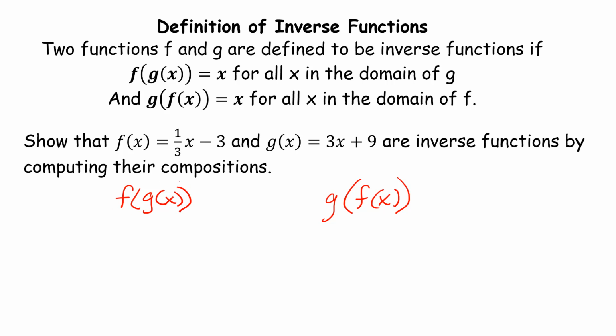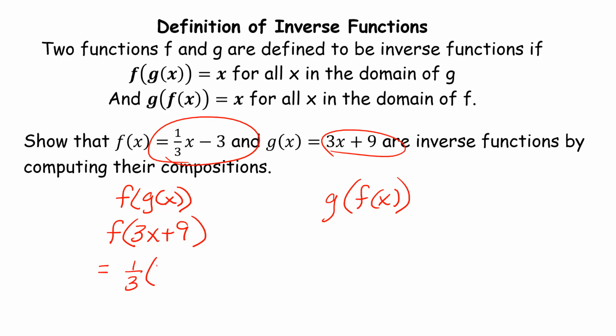So f of g of x: you're going to take the g of x function and put it into the f function. The g of x function is 3x plus 9. So I'm going to take that and put it into the f function. Wherever I see an x, I'm going to put 3x plus 9. So f of 3x plus 9 is going to equal 1/3 times 3x plus 9, and then minus 3. That's x plus 3 minus 3.